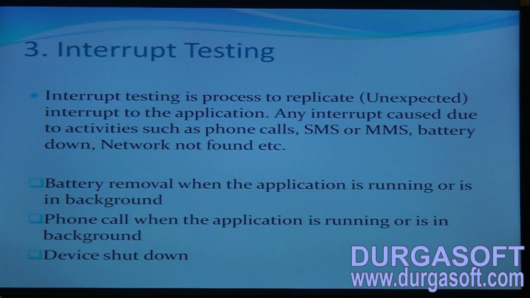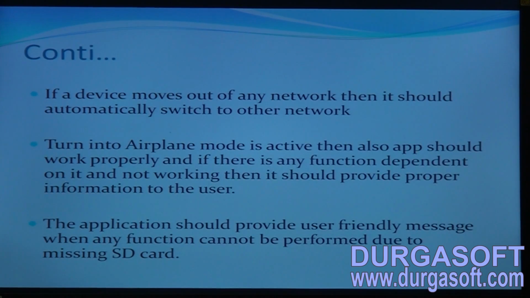So for any interrupt caused by activities such as phone calls, SMS or MMS, battery down, network not found, like that. You test battery removal when the application is running or in background, phone call when the application is running or in background, device shutdown. There are a lot of ways to do interrupt testing for any application. We have to explain that clearly also.